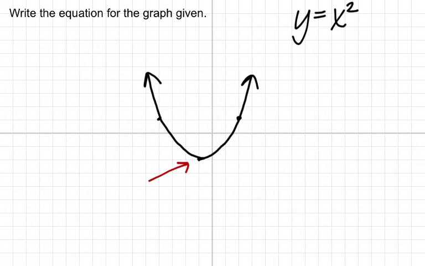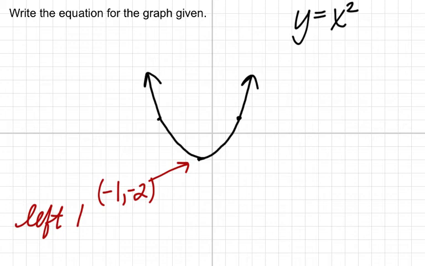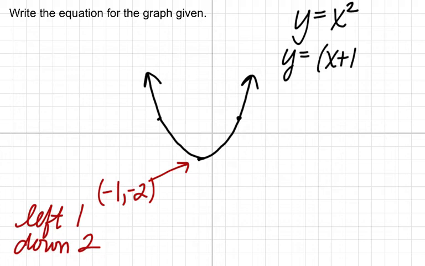Y equals x squared has a vertex at the origin, at (0, 0), but this vertex is at (-1, -2). So that means that we have had a shift to the left 1 and down 2. So we need to take care of both of those shifts in our parent function. A shift left 1 results in (x plus 1), the quantity, being squared, and down 2 is a -2 on the outside of the parent function.